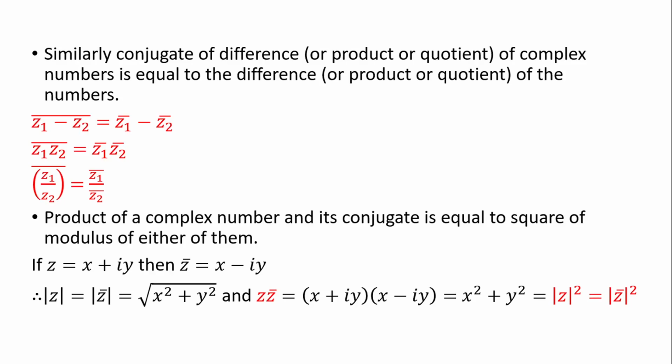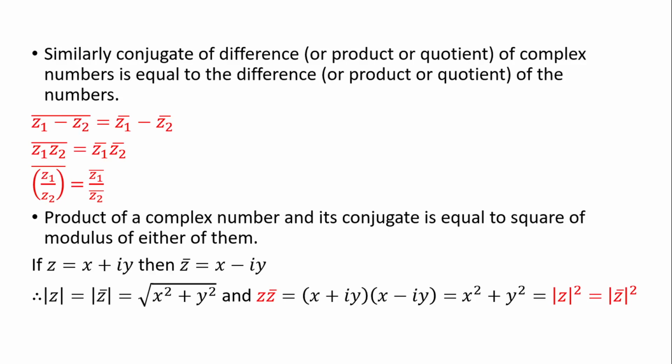Similarly, what is the addition of a complex number and its conjugate? That is z plus z bar, it is x plus iy plus x minus iy. So iy minus iy cancelled out, it is simply x plus x, that is equal to 2x. And what is x? The real part. So z plus z bar is equal to 2 into the real part of z.